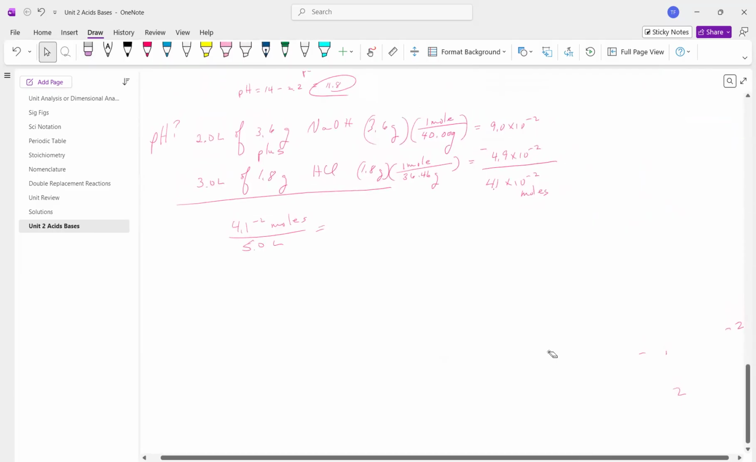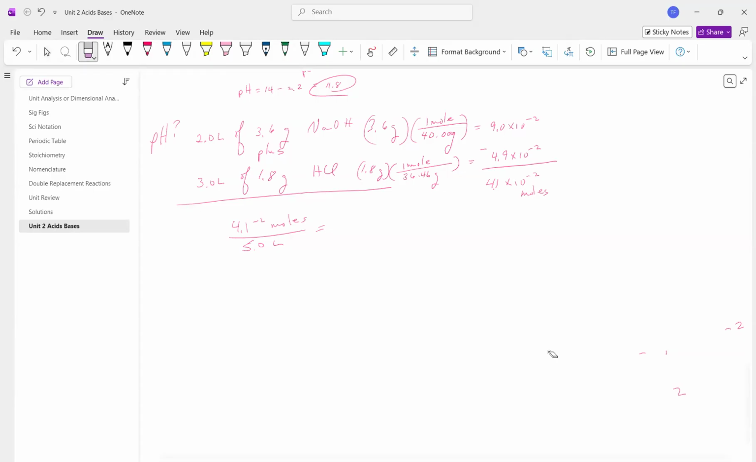Okay, so now we're gonna take the 4.1 times 10 to the minus 2 moles over 5 liters to find the concentration, because molarity, or concentration, is moles per liter. So that means we're gonna divide 4.1 times 10 to the minus 2 by 5.